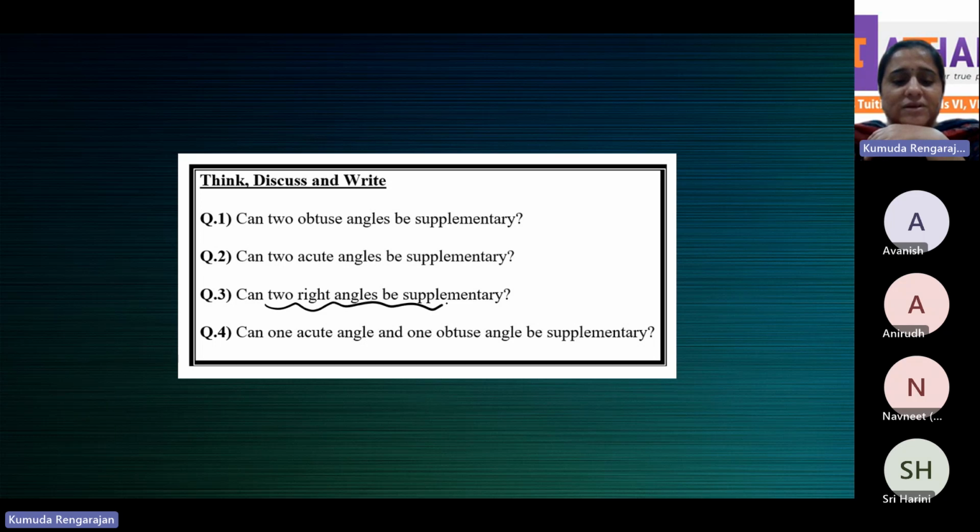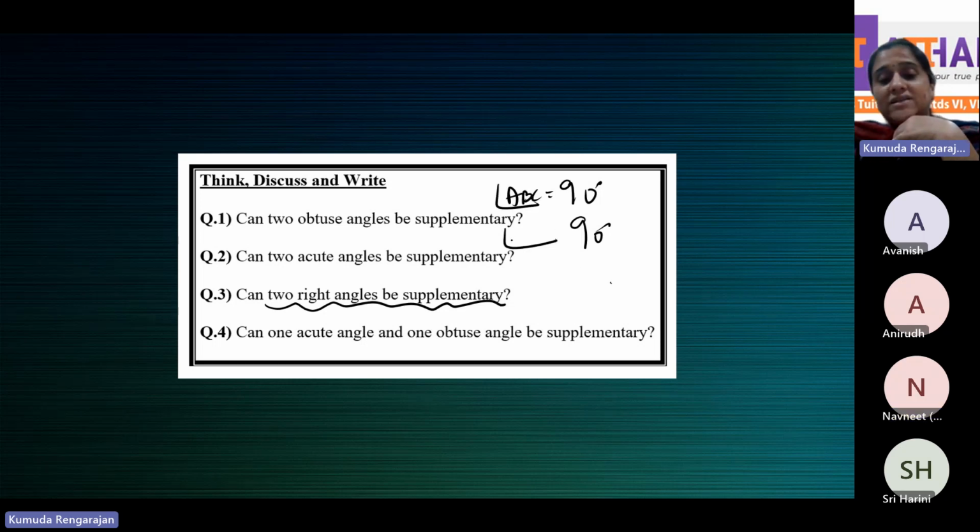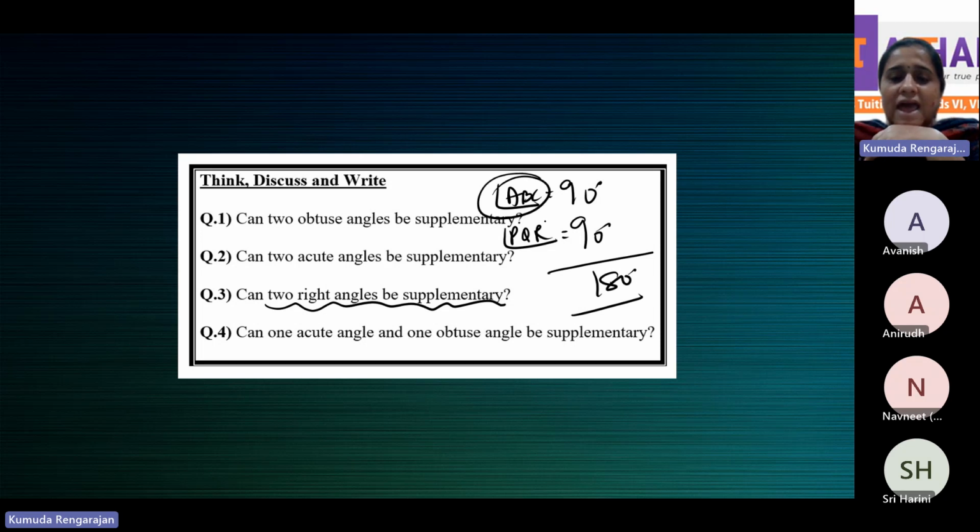Can two right angles be supplementary, children? Yes, ma'am, 90 plus 90. So one angle is 90 degrees, another angle is also 90 degrees because both are right angles. Like angle ABC is 90 degrees, and there's another angle PQR that is also 90 degrees. When you add these two, you get 180. So angle ABC and angle PQR are supplementary angles.